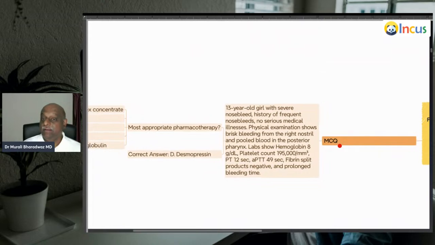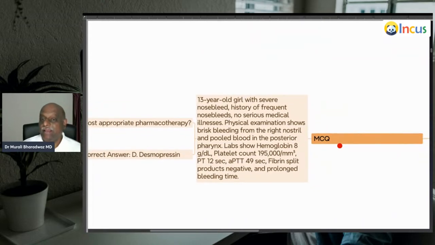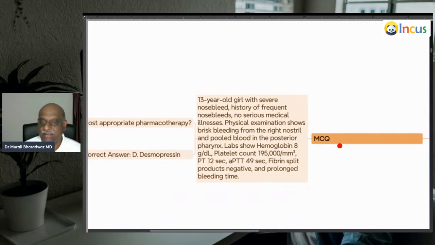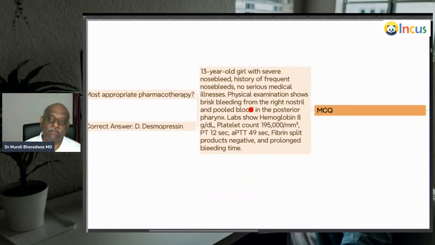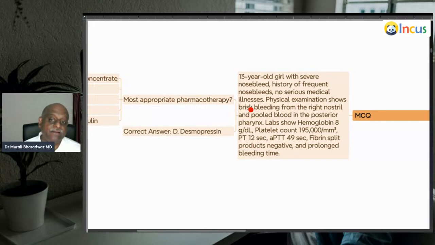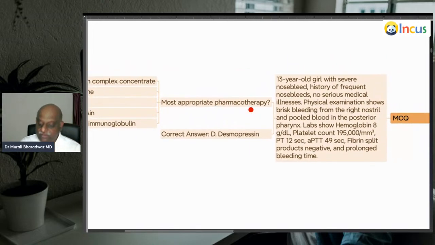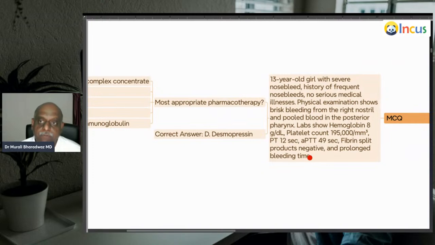13-year-old girl, severe nasal bleed, history of frequent nose bleeds. Physical examination shows brisk bleeding from the right nostril. Labs show hemoglobin of 8. Fibrin split products are negative. Prolonged bleeding time. Always remember, doctor, a boy has bleeding diathesis.